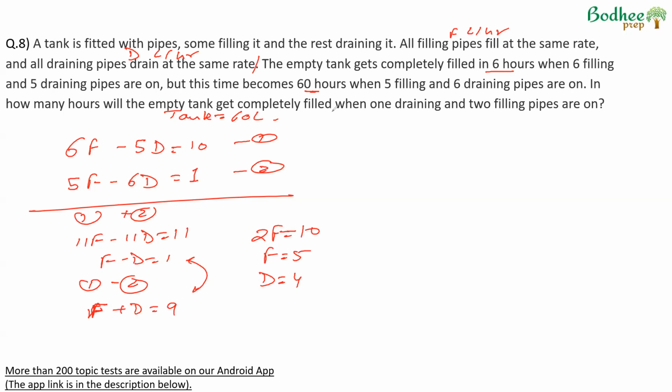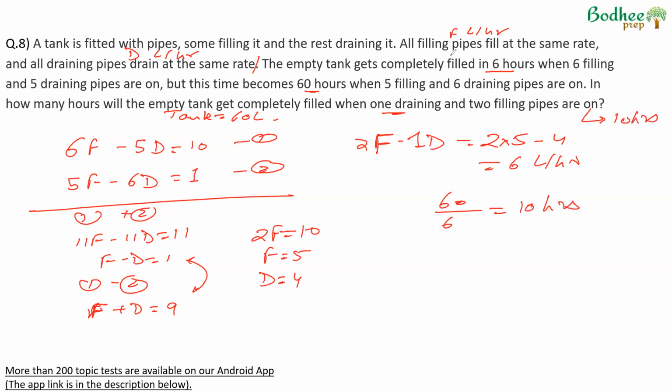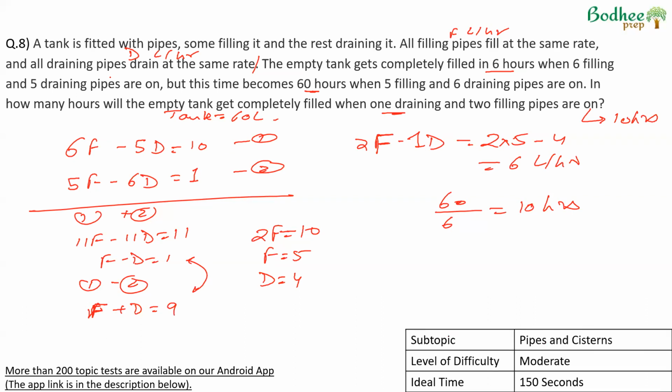How many hours will the empty tank get completely filled when one draining pipe, 1D, and 2 filling pipes are on? So 2F minus 1D is the rate at which the tank is to be filled. 2F means 2 into 5. 1D means 4. 10 minus 4, 6 liters per hour. And we have to fill the tank. Therefore, 60 liters tank filled at 6 liters per hour will take 10 hours to fill in this case. 10 hours becomes the answer, or 10 is what we have to key in. Again, the question as a concept is not difficult, but calculation might take a time and the attempt time might go to about 2.5 minutes. So I'm saying a moderate question.